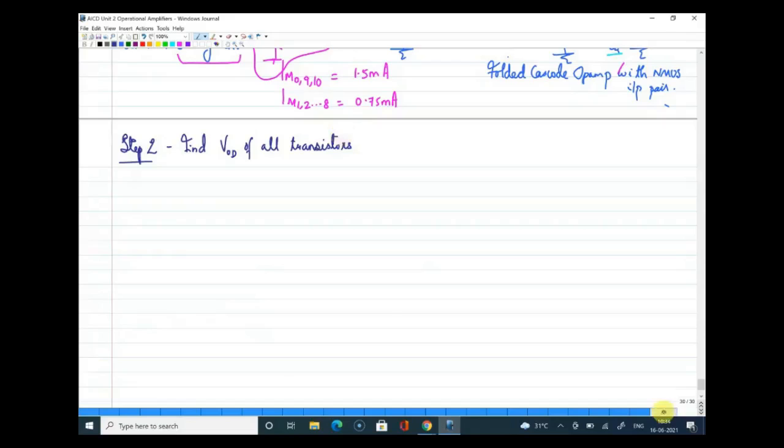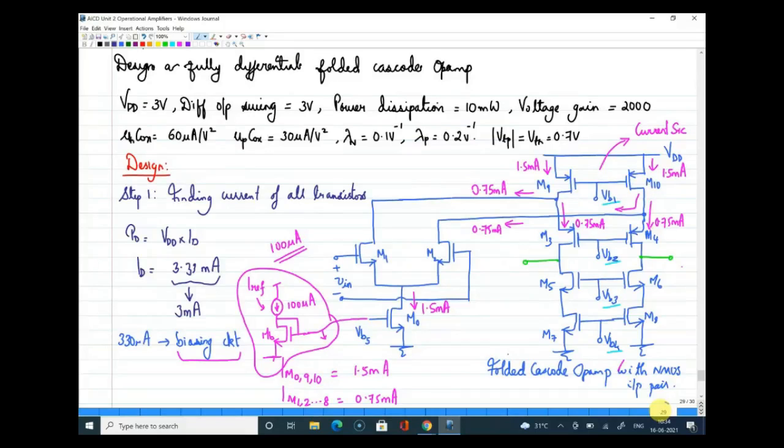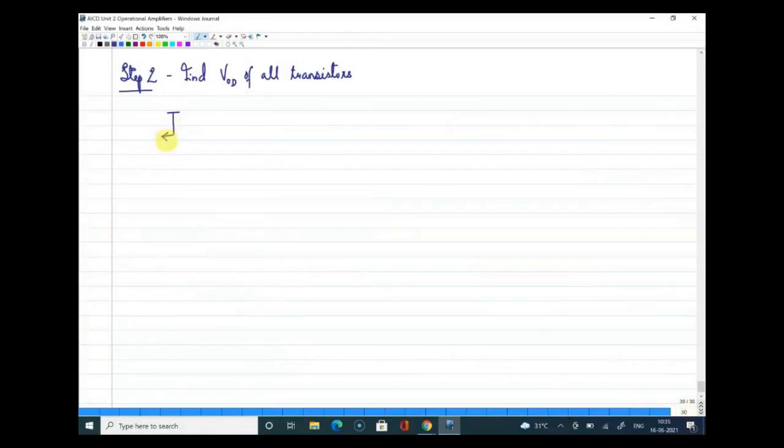So how will I find that? That is basically obtained by considering the output swing, the differential output swing. Now my output is purely on the cascode branch, so the input side is not directly affected. Output is taken from the cascode branch. Whatever I'm highlighting with the green color is the output node. So let me take one cascode branch, and this is the output node.